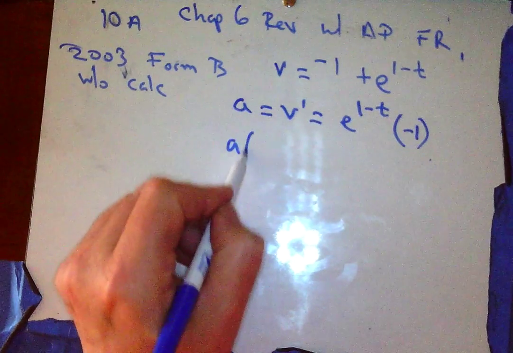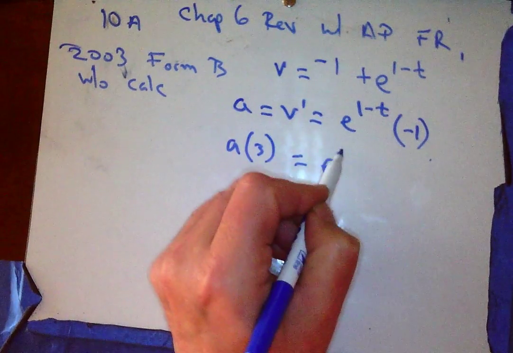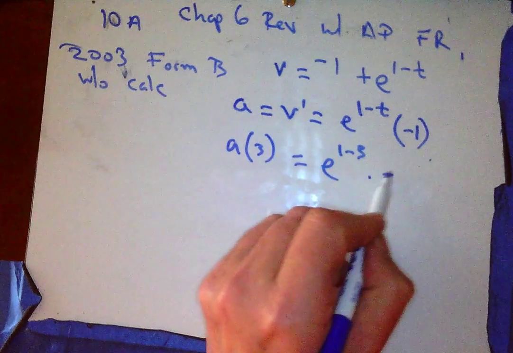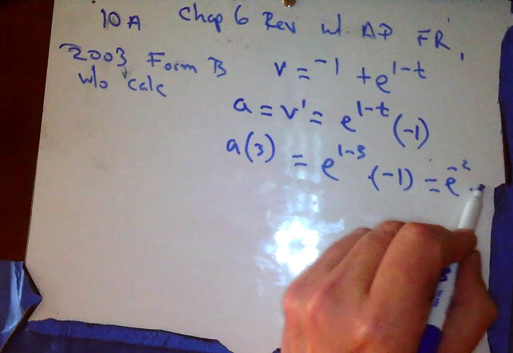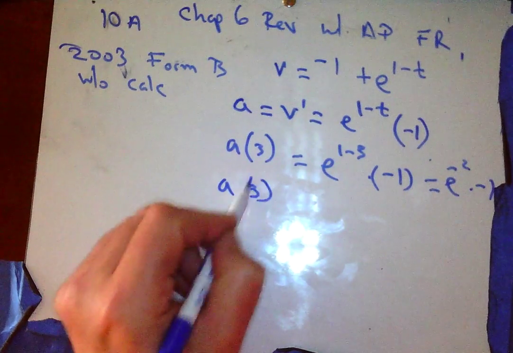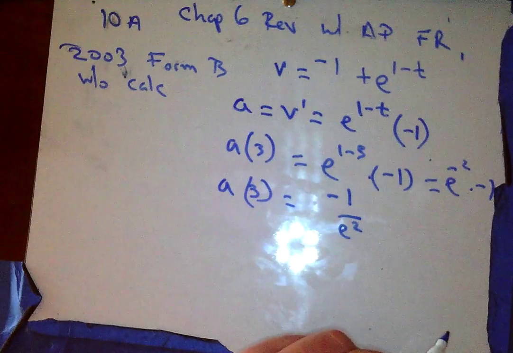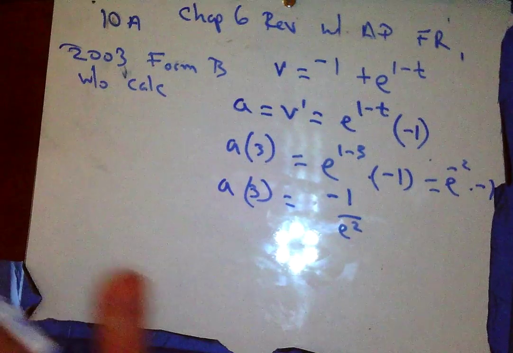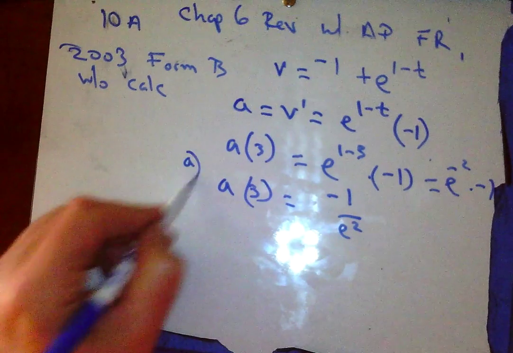And we're looking for a of 3. So that's going to be e to the 1 minus 3 times -1, which is e to the minus 2 times -1. And you could stop there, or if you prefer, you could do something like -1 over e squared. There's my acceleration. I don't have to put units. I don't have to justify. Just that answer for part A.